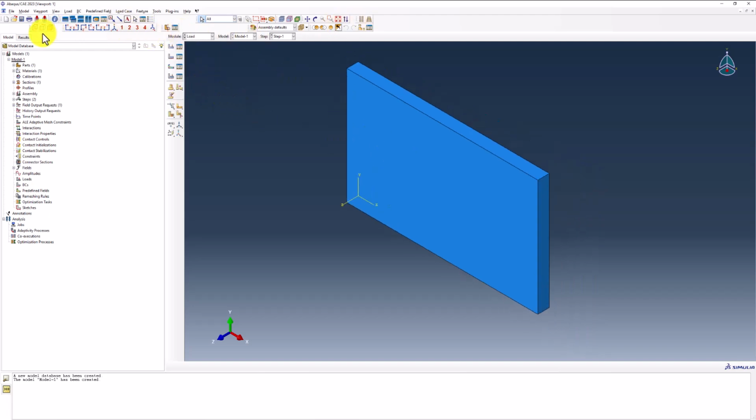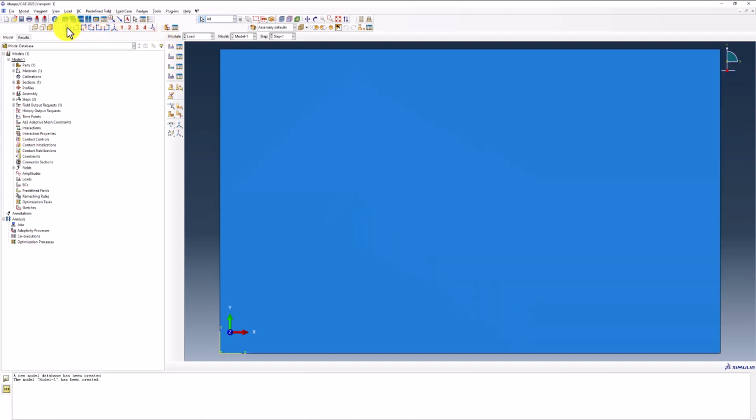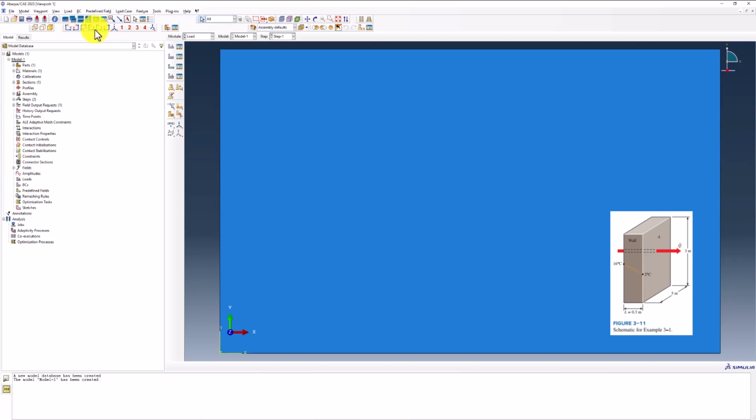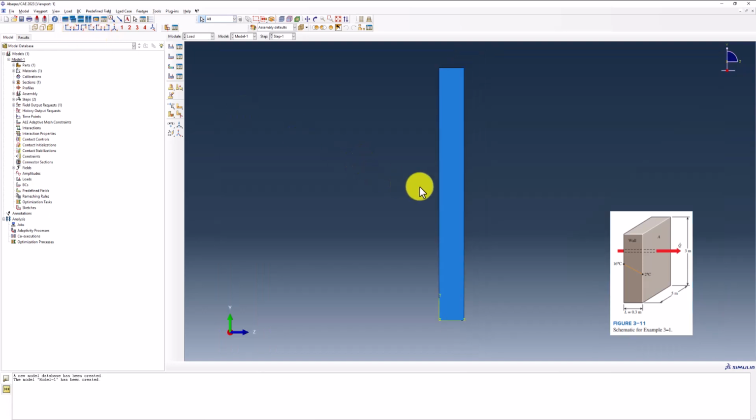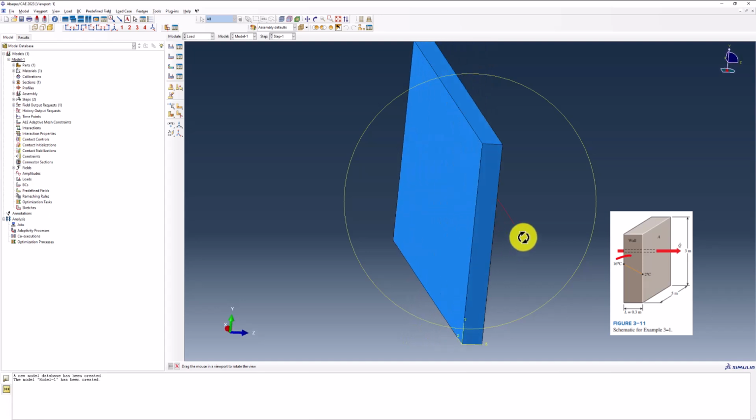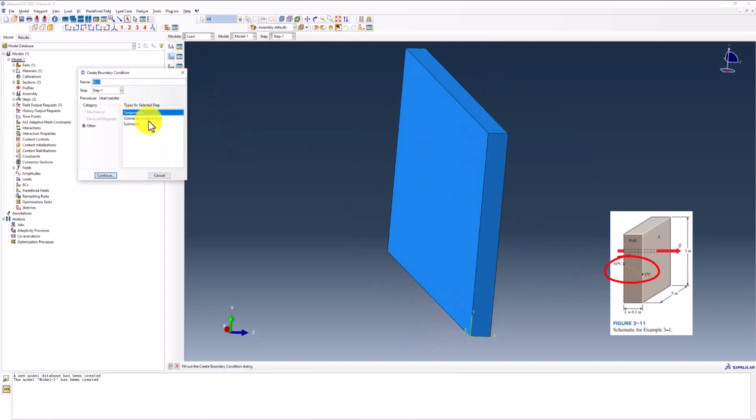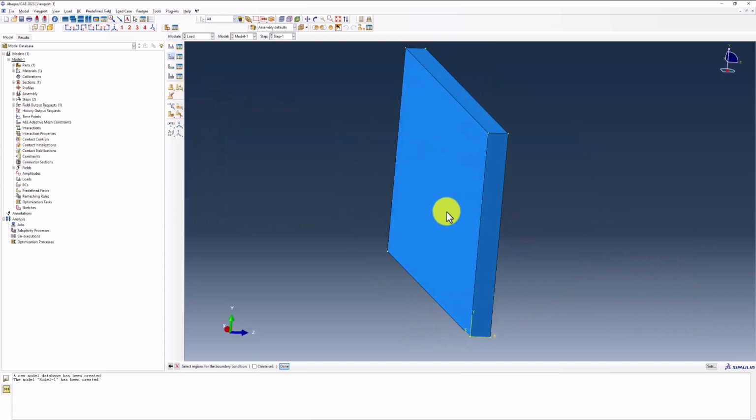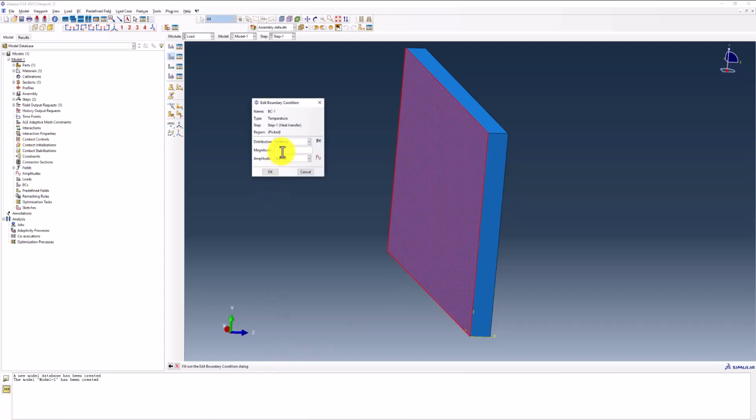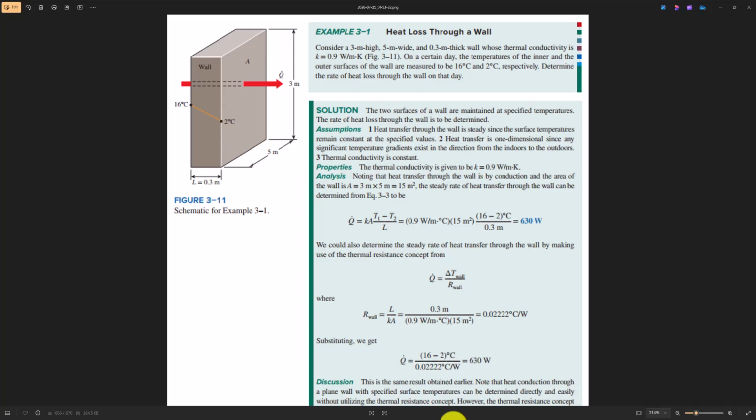Now we apply the thermal boundary conditions. A temperature of 16 degrees Celsius is prescribed on the inner surface of the wall, while the opposite surface is maintained at 2 degrees Celsius. This temperature difference creates a thermal gradient, causing heat to flow from the warmer side toward the colder side.